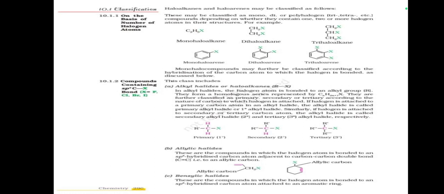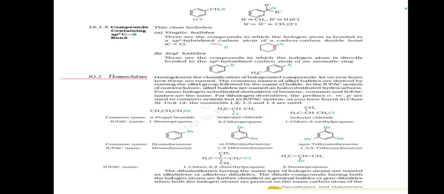Allylic halides. These are the compounds in which the halogen atom is bonded to an sp3 hybridized carbon atom adjacent to a carbon-carbon double bond, that is, to an allylic carbon. Benzylic halides. These are the compounds in which the halogen atom is bonded to an sp3 hybridized carbon atom attached to an aromatic ring. Compounds containing sp2 C-X bonds. This class includes vinylic halides and aryl halides.